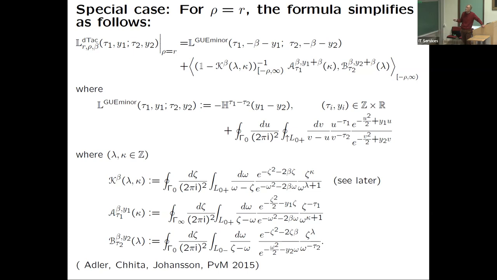And these are other kernels that are called A and B. So you take the inner product, so this acts on that function here, and the action is limited to the range minus rho up to infinity. This kernel here, if you can remember it, will come back later. It will play a role later. So for rho equal to r, the formula simplifies a lot.